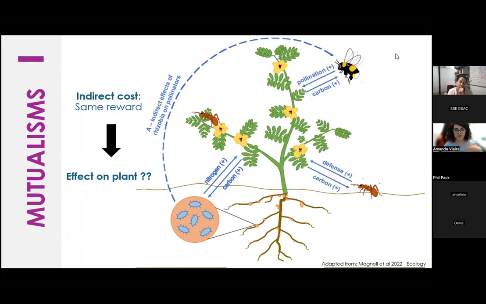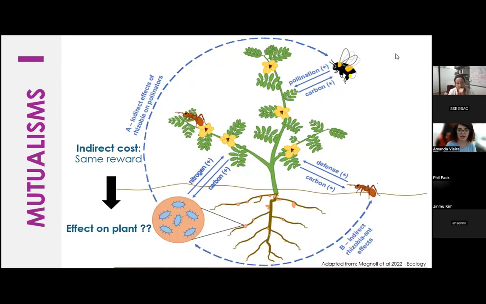What is this? It is the effect of one mutualistic partner on another mutualistic partner, and this could have an effect for plants. Here we have the indirect effect of rhizobia on pollinators, and there are some studies showing that plants with rhizobia have a larger floral display, so they have more flowers, which attract more pollinators. So this is not a cost, this is an indirect benefit for pollinators.